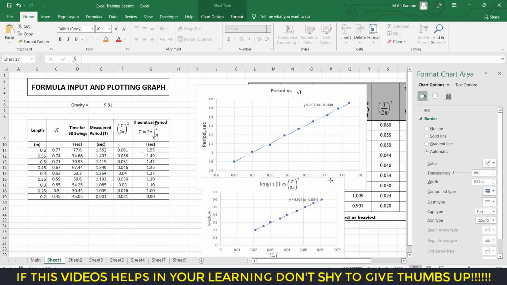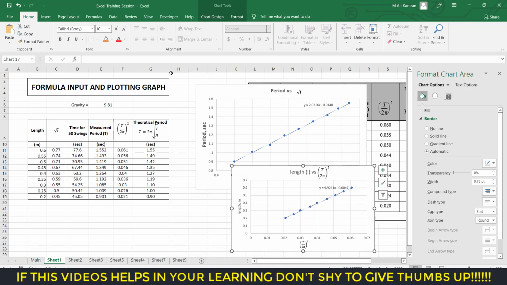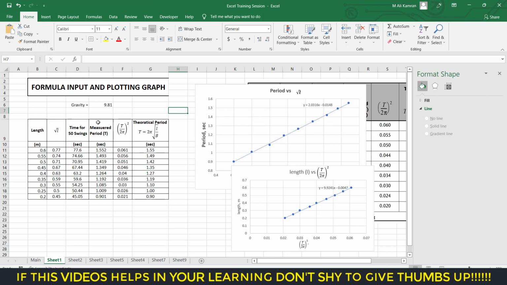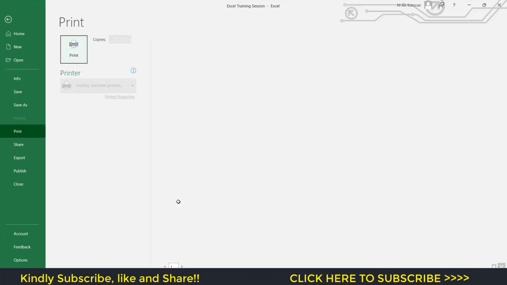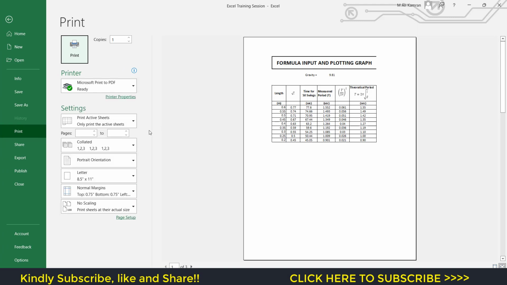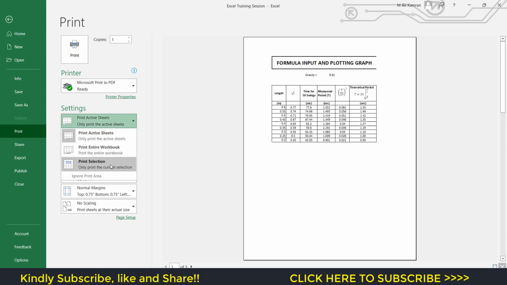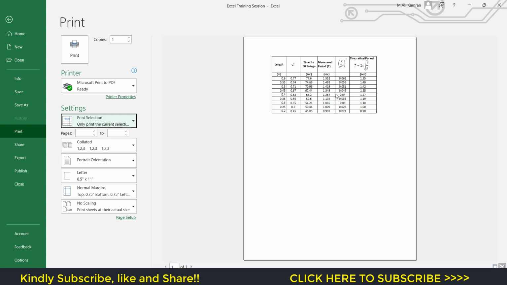print your results. Right now, if you want to plot this graph or this data, what you can do is select this data and press Ctrl P. Since I do not want to print this formula input and plotting graph, and I do not want to print this gravity, instead of print active sheet, I will select print selection. So I have selected this, right? So this will be my table.